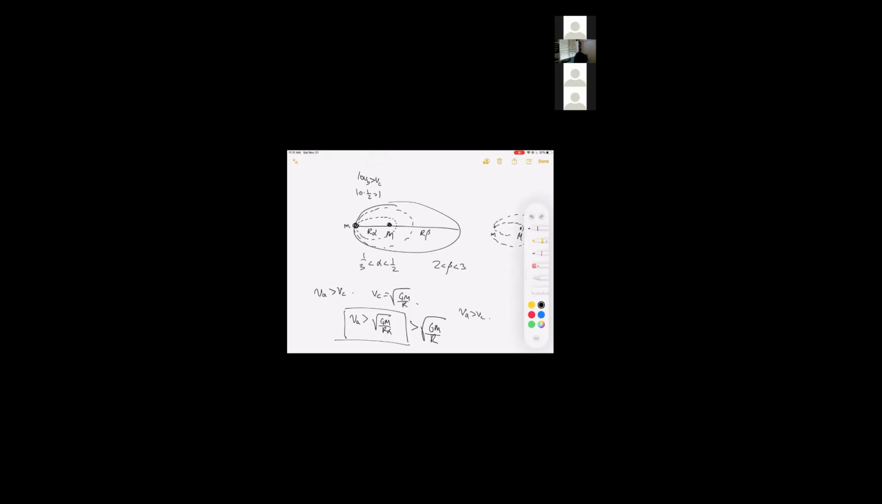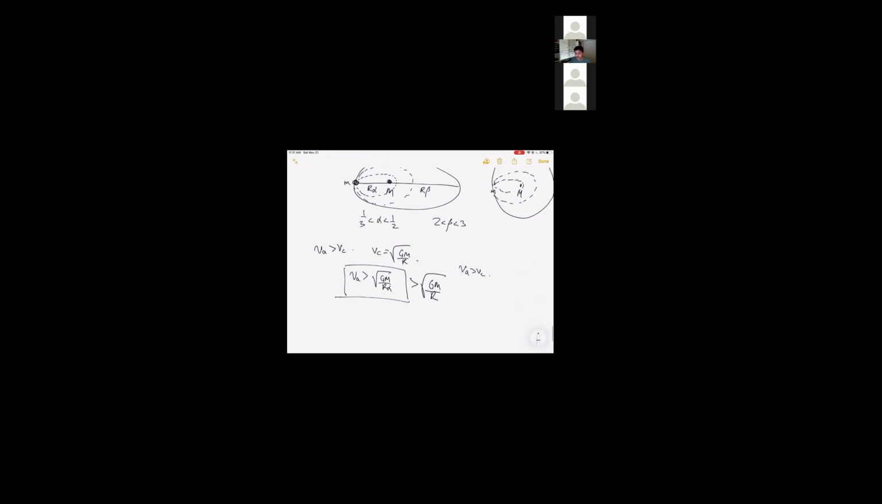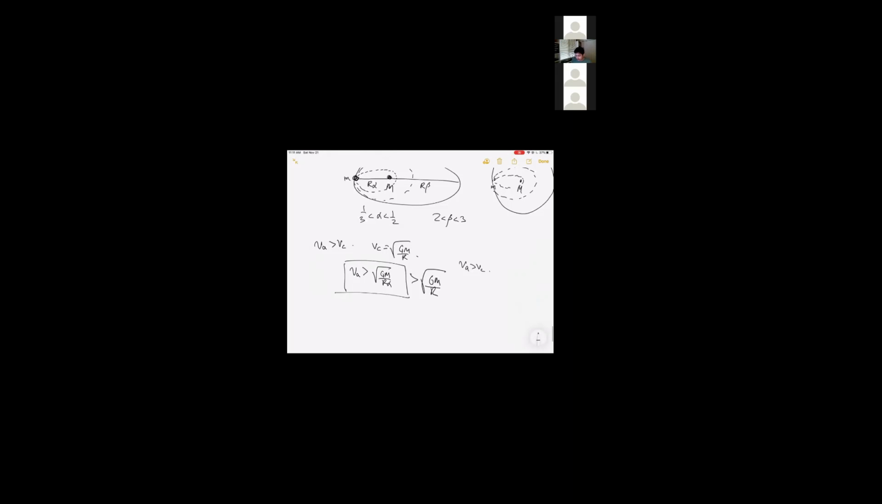Very shaky hand. And then if I shoot it with an even larger velocity, I get larger elliptical orbits. So therefore, VA is greater than root GM over R alpha, which is greater than root GM over R. Okay, so this eliminates D. But I think to eliminate E, we still need to do some calculation.